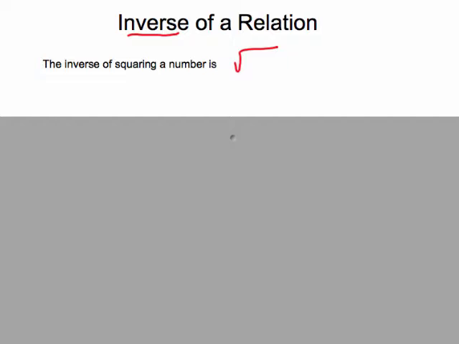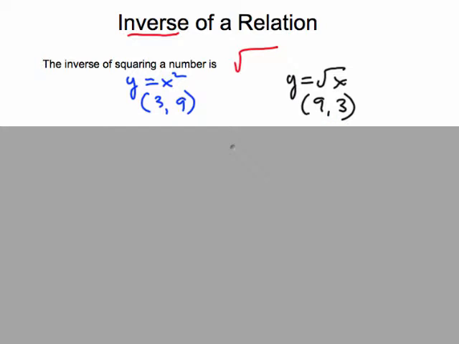When we square a number, so if we take x and square it, if we take a number like 3 and we square it to get 9, when I say inverse, I mean what reverses the process. So if I say y equals the square root of x, it means that if I put 9 in, what comes out of that will be 3. The process has been reversed. The input and output of my two relations are reversed.